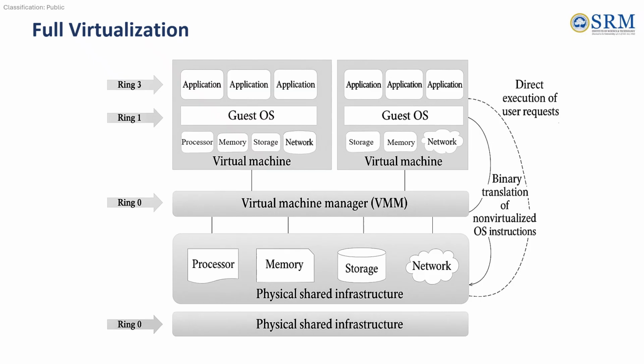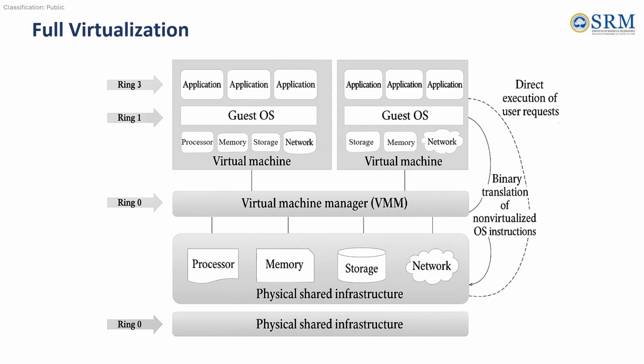This diagram shows the architecture of full virtualization. At the bottom, we have the physical hardware components such as the processor, memory, and storage devices. Above the hardware, the hypervisor or virtual machine monitor is present. This layer controls access to the hardware and manages all the virtual machines.